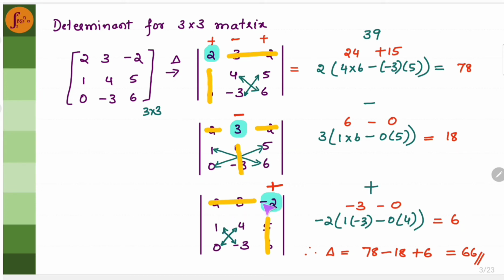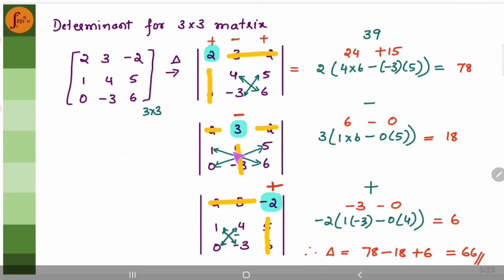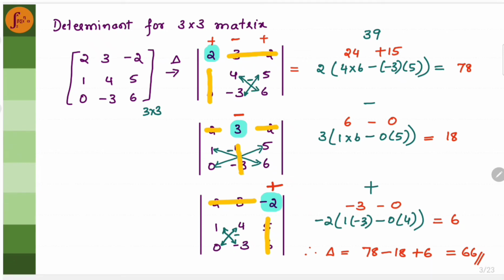Now we'll go to the third element. The third element is minus 2. Now ignore the row and column in which this particular element is there. So what do you have? We have 1, 4, 0, 3. Now cross multiply. 1 into 3 minus, in between, 0 into 4. Always remember to put a minus in between. So 1 into 3 is 3, 0 into 4 is 0. So you have 3, and minus 2 into 3 is minus 6.